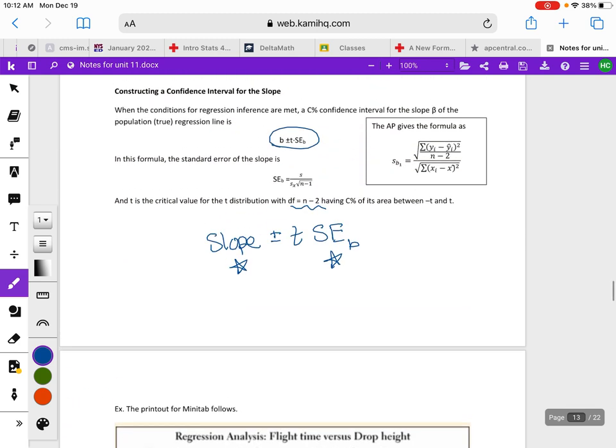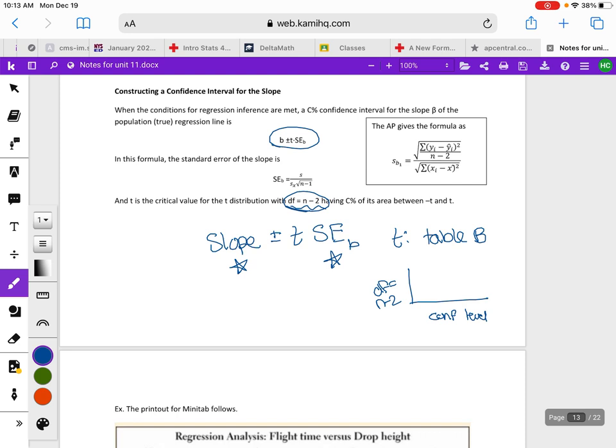Now, to figure out your t, it's the same as before. You go over to table B, and you still look at the bottom of table B at your confidence level, and then up at the top you have your degrees of freedom. The only thing that's different is that your degrees of freedom is now n minus 2, instead of n minus 1. What I mean is you have the same amount of explanatory and response variables, so you just figure out what they are and then subtract 2. It's the only one that is different, just when you're finding the t value for the slope.